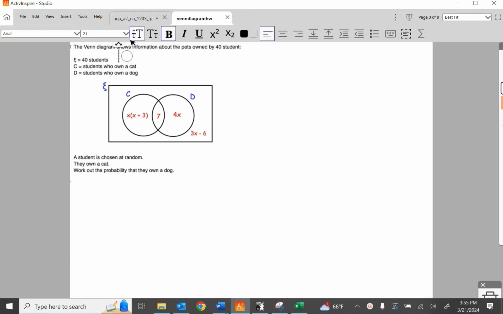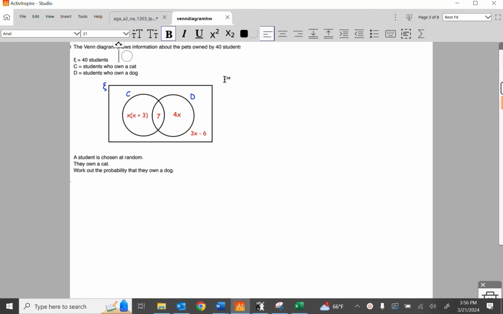So we have a set that has 40 students in it. There's 40 students in it. Subset C is students who own a cat. Subset D is students who own a dog. And then we have some people who don't own cats or dogs.